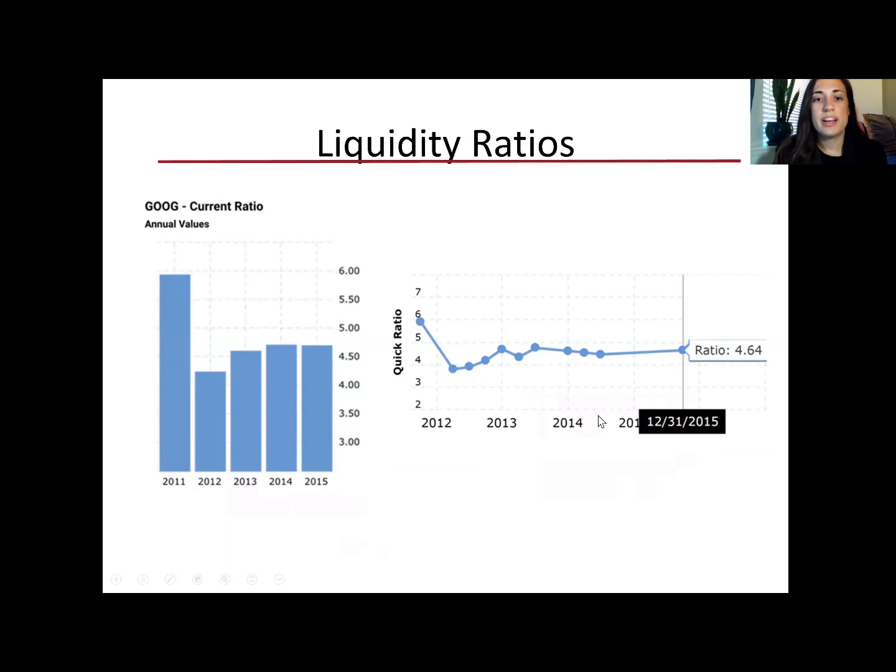For liquidity ratios, because the current ratio is increasing while the trend of the quick ratio is decreasing over the period, this could be a warning that Google could be carrying excess inventory. However, both are even with this one, which would mean that Google is currently carrying excess inventory.